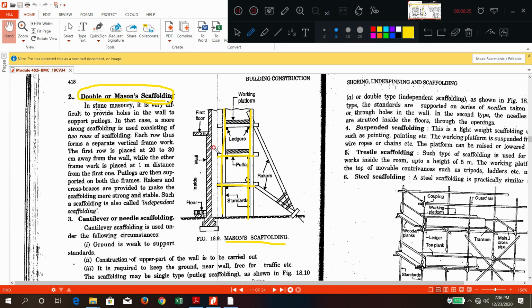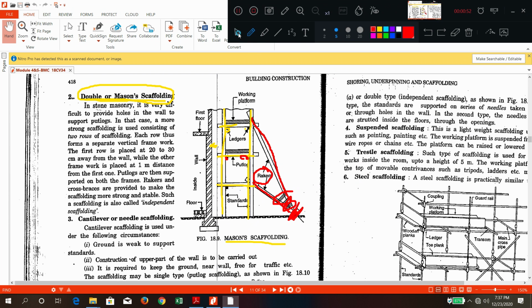There are put logs which are a little bit away from the wall. There will be ledgers also, which appear as small dots, small rectangle dots. These things we have explained. Now here, it is again supported by inclined shores that are called rackers. Here you can see hoop iron. Here you can see sole plate.